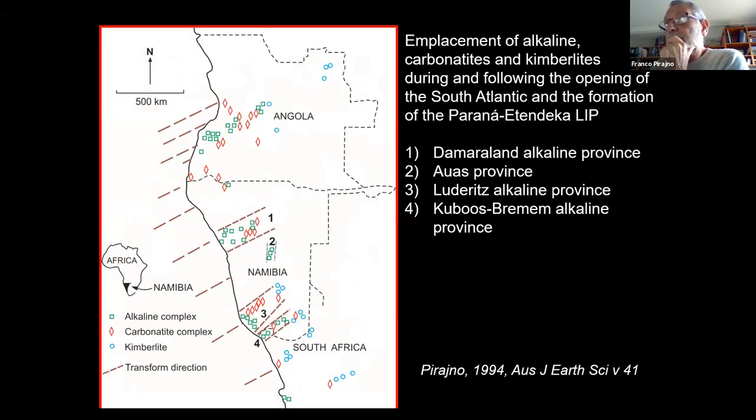This is what I did quite a bit of work on when I was at Rhodes University. And here you see that you have alkaline complexes, carbonatite and kimberlite. And carbonatites, kimberlites and alkaline rocks do occur within the same geological setting. Here you can see them, carbonatite complexes shown by the red polygons, and you can see lots of them around.